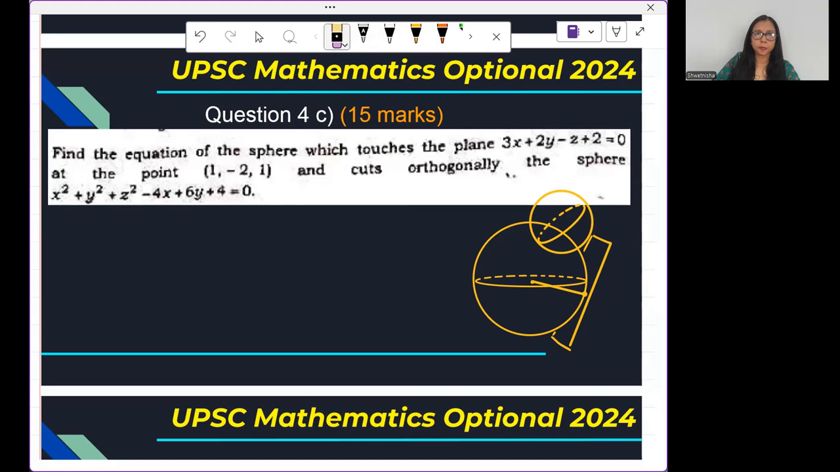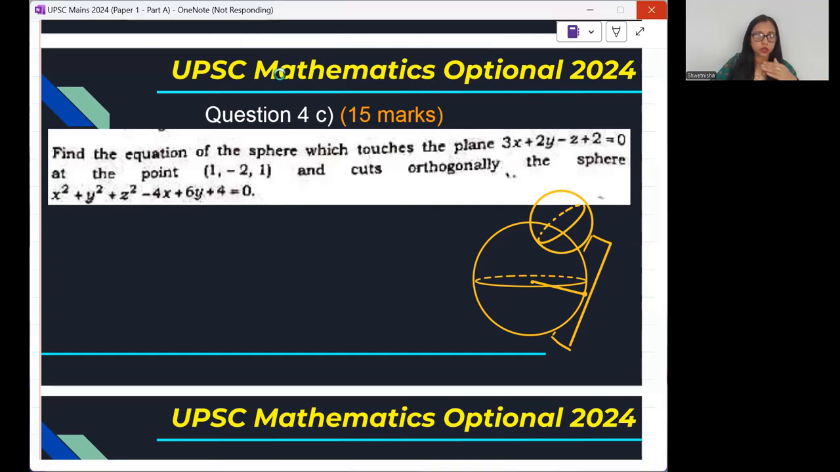Remember that condition? This is another sphere that it is intersecting but orthogonally. Let's move ahead. So one by one, we are going to apply all the conditions given for this sphere. There are majorly two things given: that it touches the plane, and the point is also given, and it cuts another sphere orthogonally. So there are two major pieces of information. The point is 1, -2 and 1.